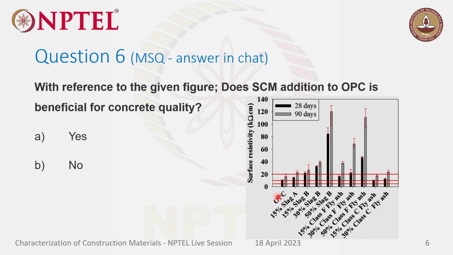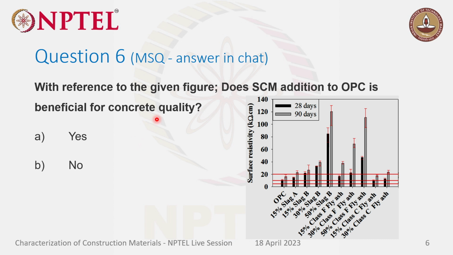So when you compare with the OPC system, what can you observe with the SCM addition to the ordinary Portland cement? Is there an increase in resistivity or a decrease in resistivity? From that you should interpret whether SCM addition to OPC is beneficial for concrete quality or not. I'll wait for a minute. Let me start a timer for a minute.